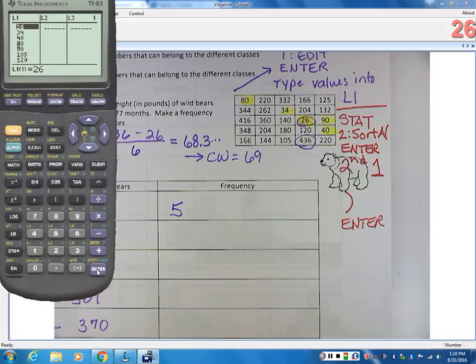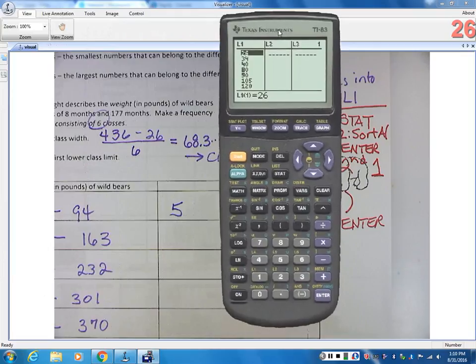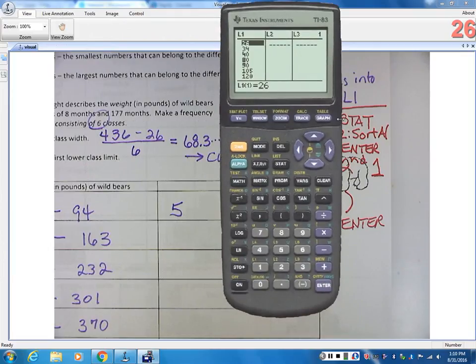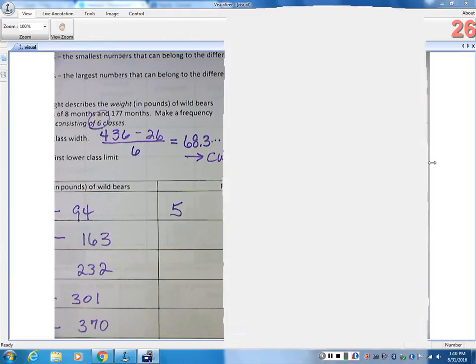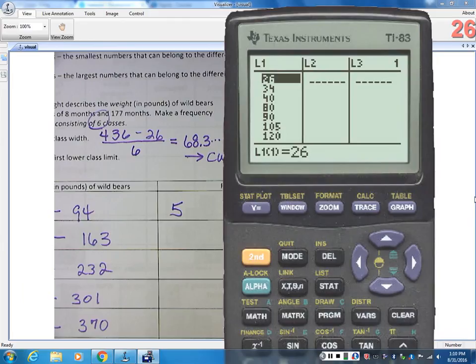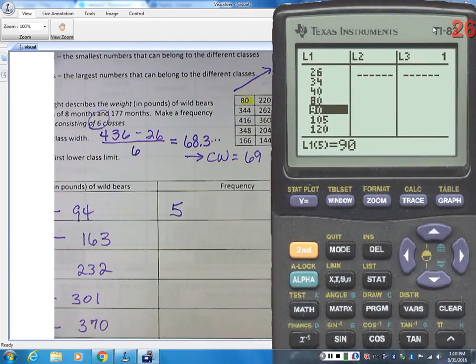It puts your data into ascending order, which made it easier to count: 1, 2, 3, 4, 5 numbers that were in that first class. Okay?